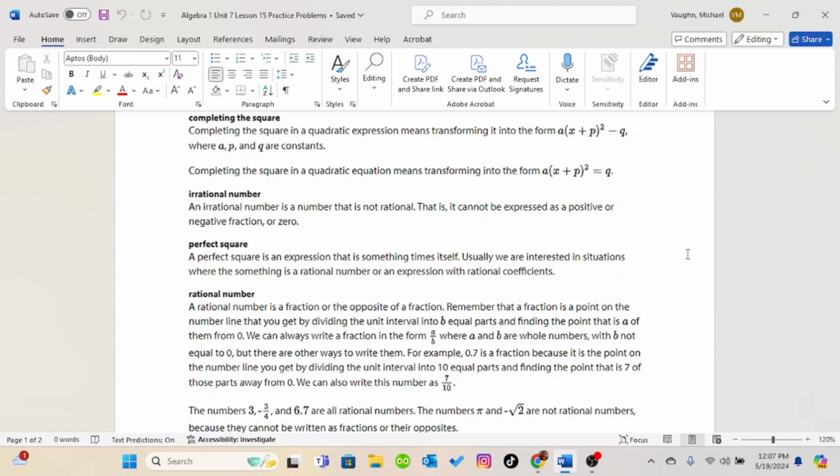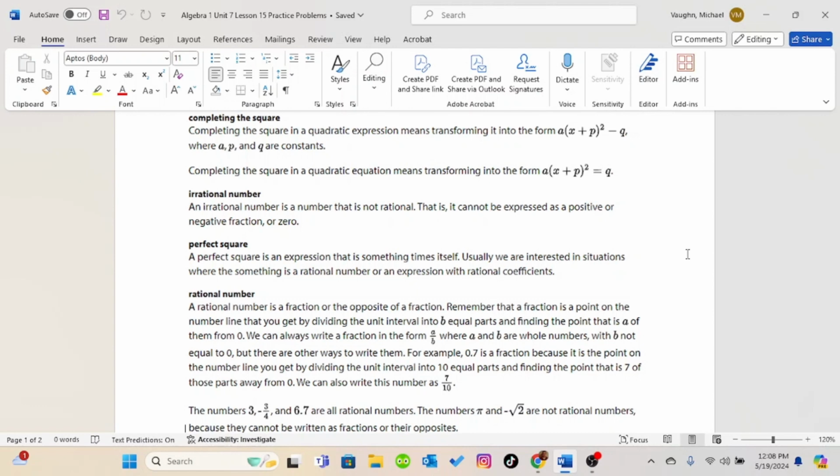Completing the square in a quadratic expression means transforming it into the form a times the quantity of x plus p squared minus q, where a, p, and q are constants. Completing the square in a quadratic equation means transforming into the form a times the quantity of x plus p squared equals q. The second vocabulary term is irrational number.